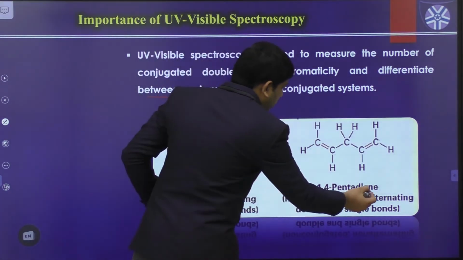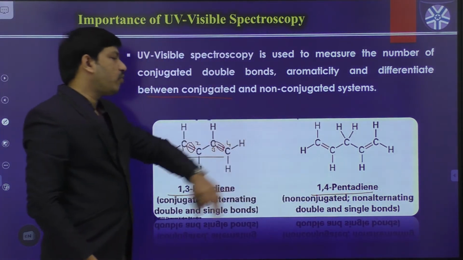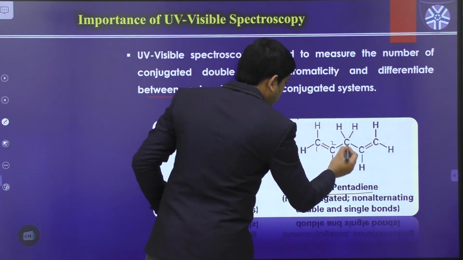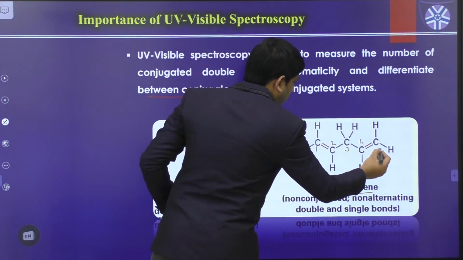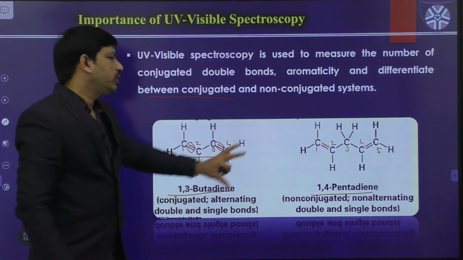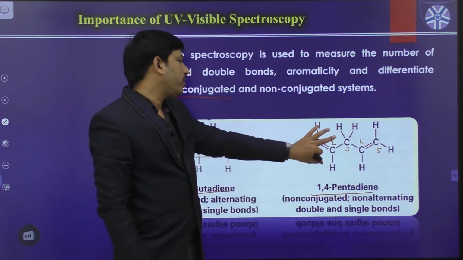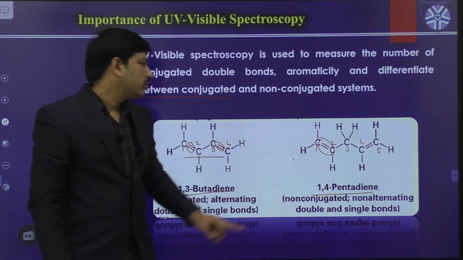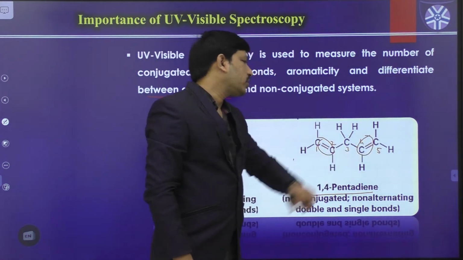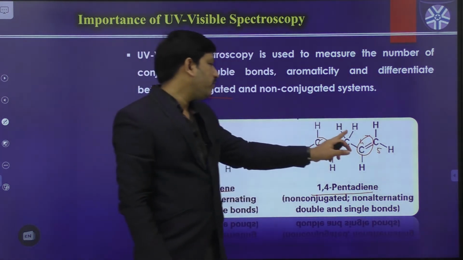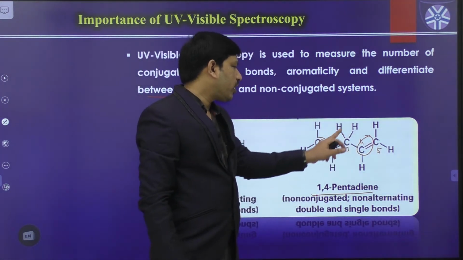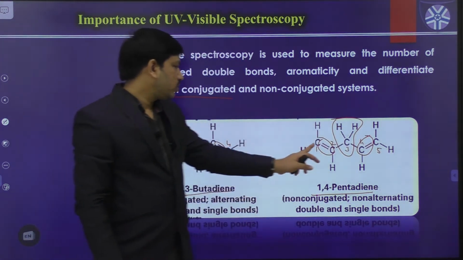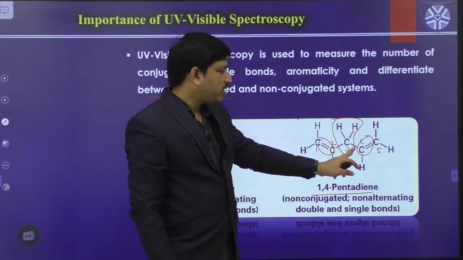Whereas the second example is called 1,4 pentadiene. Here how many carbons are there? 1, 2, 3, 4, 5. So this molecule contains 5 different carbon atoms, but the first carbon contains one double bond like this, and again the fourth carbon contains another double bond like this, but in between we have a CH2 carbon group like this. So here we have one single bond, and again we have another single bond here.